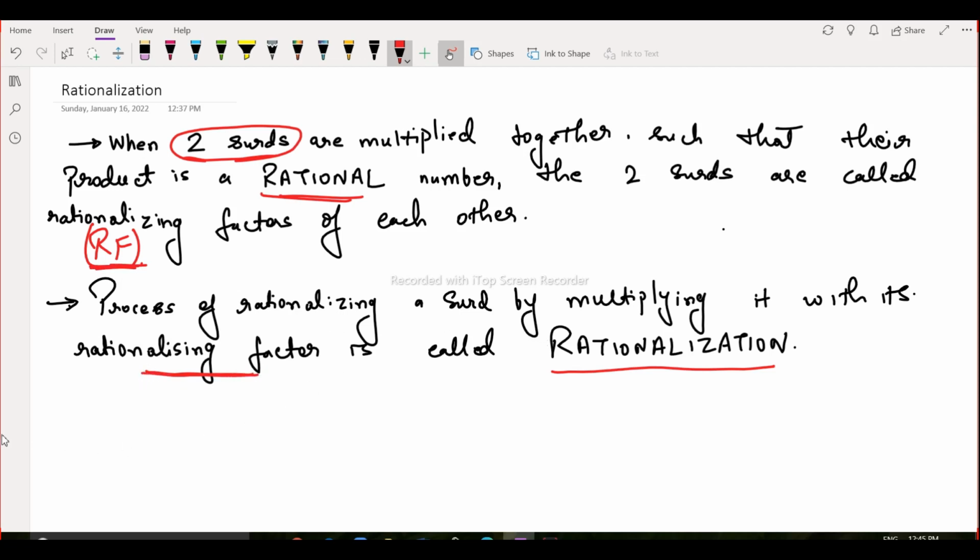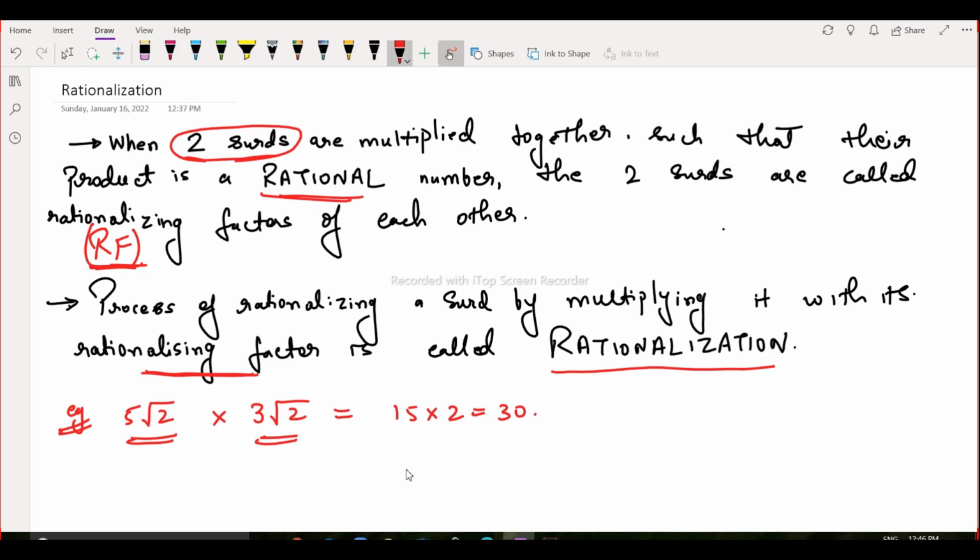Let's take an example. Let's say we have a surd which is 5 root 2, and if I multiply this by 3 root 2, I'll get 15 into 2, which is 30, which is a rational number. So 3 root 2 and 5 root 2 are said to be rationalizing factors of each other.